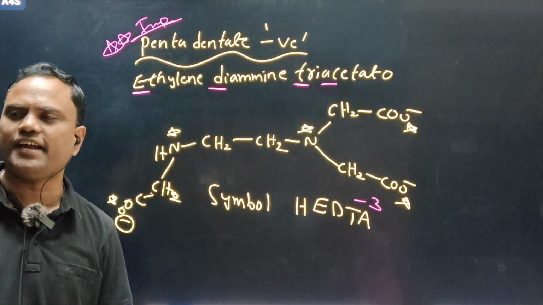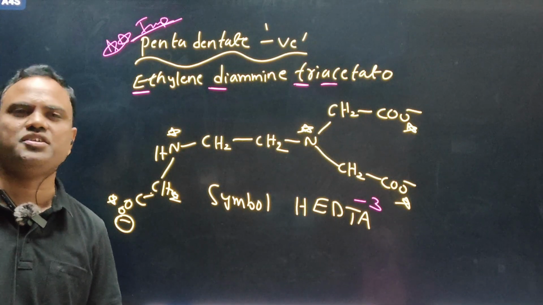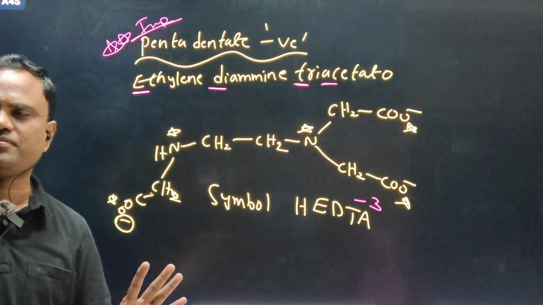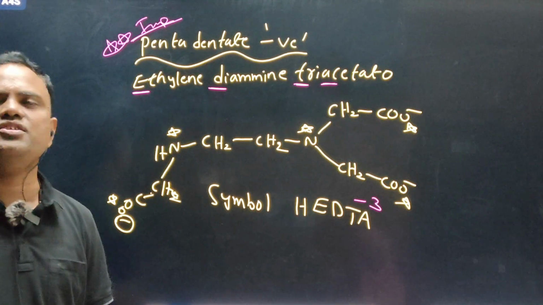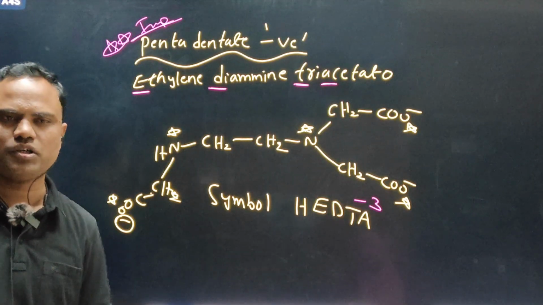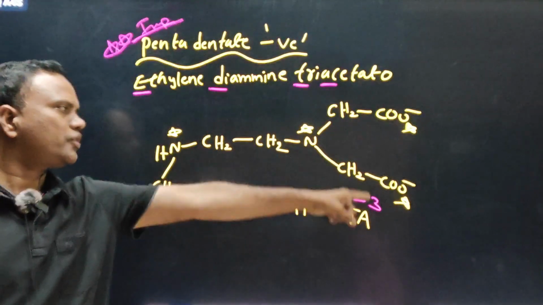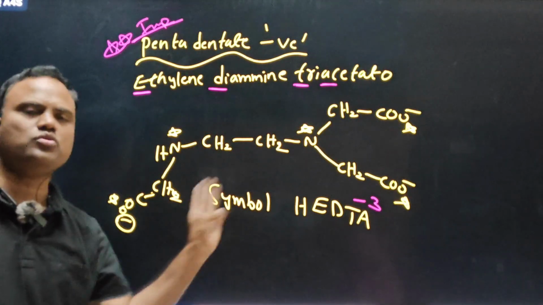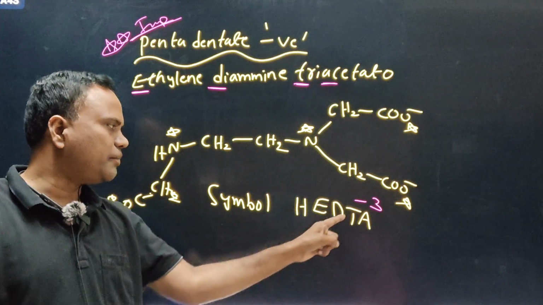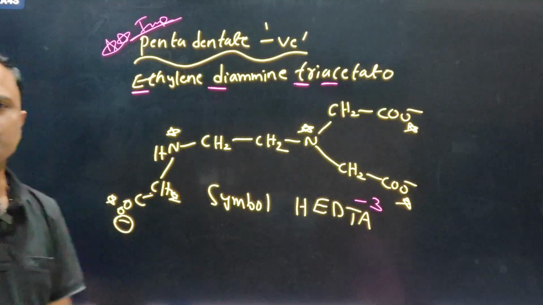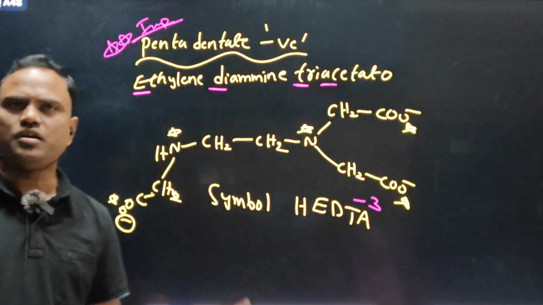HEDTA is which dentate ligand? Pentadentate. What is the denticity of HEDTA? 5. Which of the following is a pentadentate ligand? HEDTA is the answer. Okay. Ethylene, diamine, 3 acetate groups are there, so triacetato. Ethylene diamine triacetato. Clear? Right.